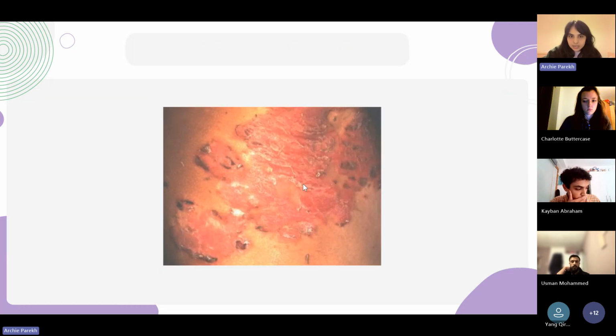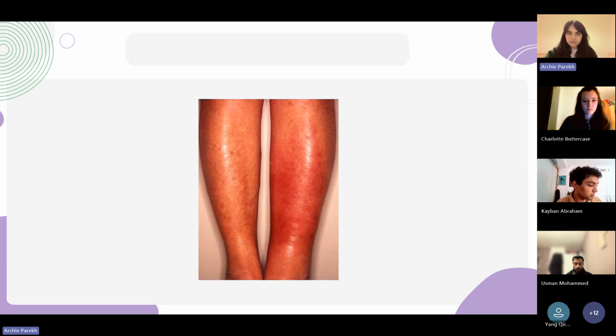Speaking of Nikolsky sign, I've already gone over this in the previous slide, so I'm not going to open the floor to you guys to answer this. This is staph scalded skin syndrome, where you can see that the skin is desquamating and peeling off. What do you guys think is happening here? You just want to quickly type in the chat.